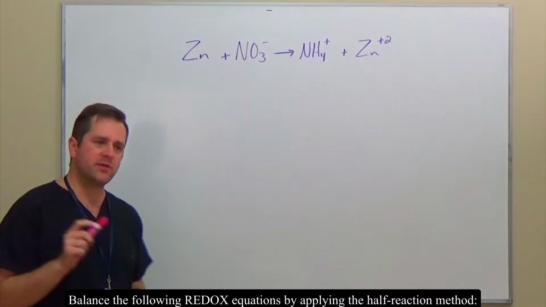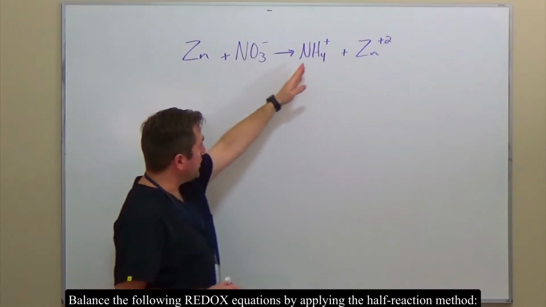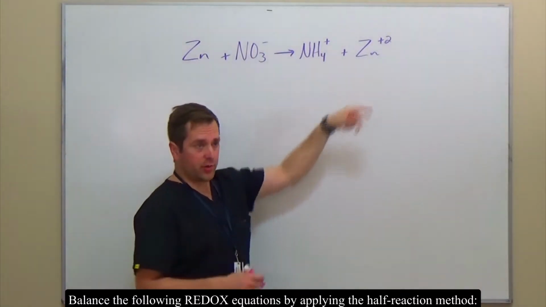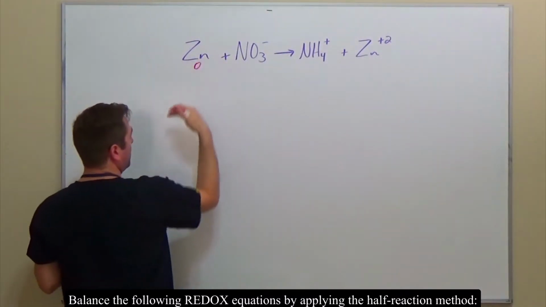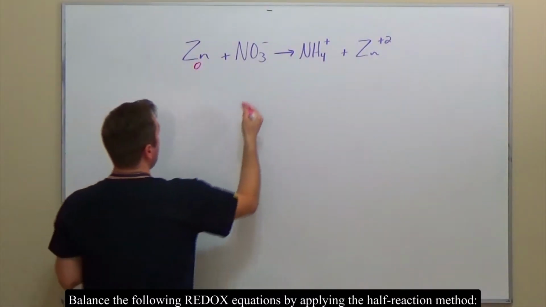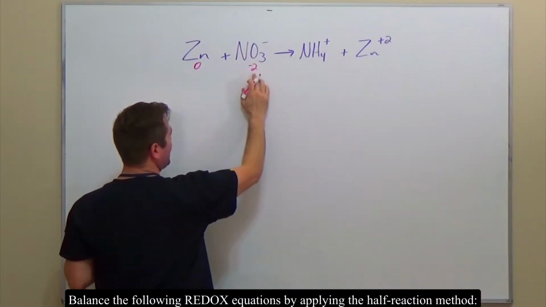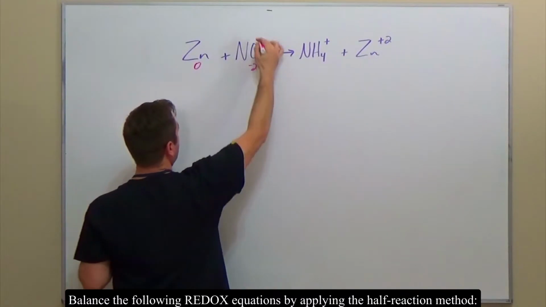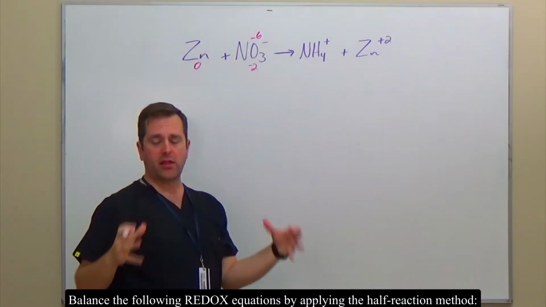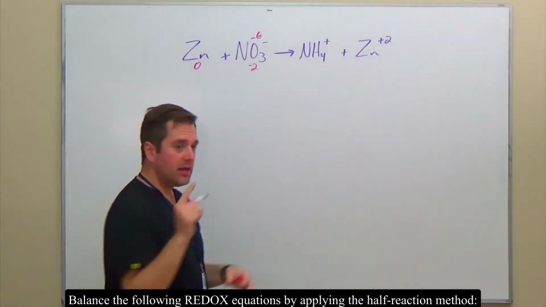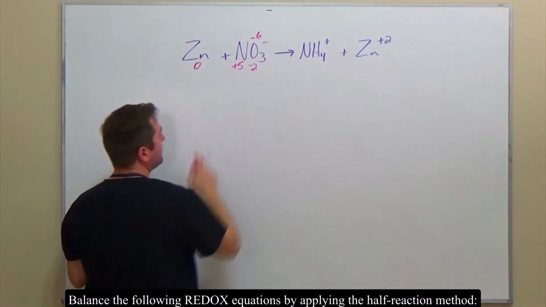Okay, now we have elemental zinc, and it's reacting with nitrate ion to produce ammonium ion and zinc 2+. Since this is just an element, its oxidation number would be 0. You remember that? And for the nitrate ion, remember each of these oxygens brings a -2 to the table. There are 3 of them for an overall -6. Notice the net of the polyatomic ion is -1. So therefore the nitrogen has to be a +5.